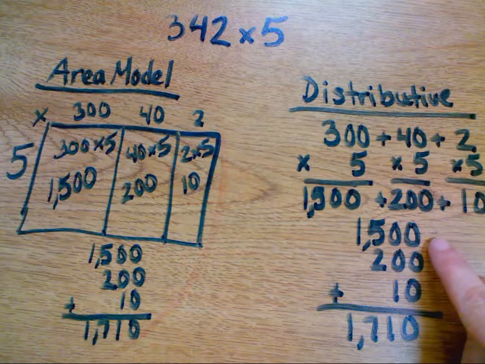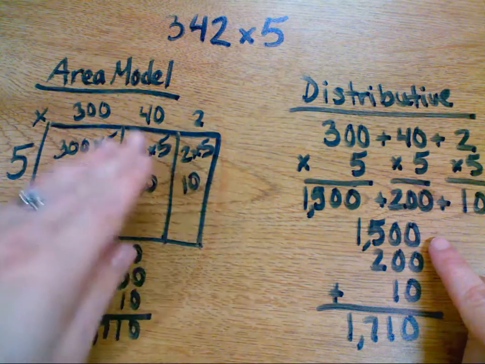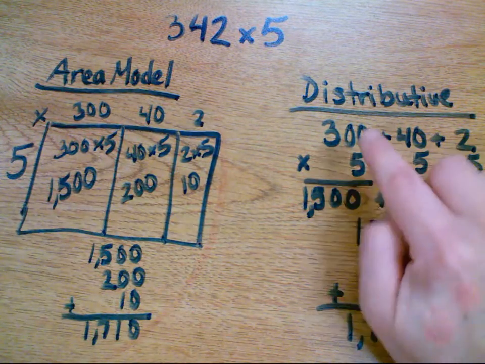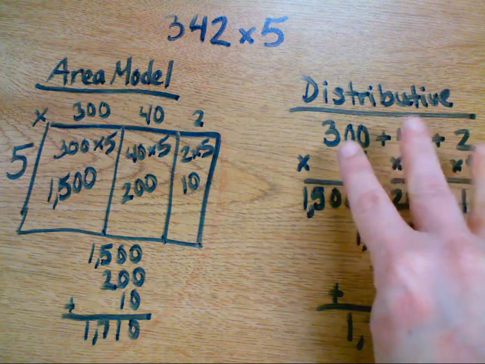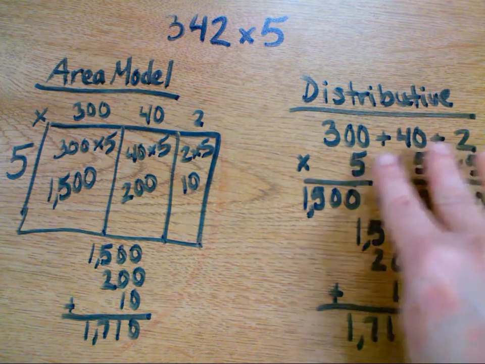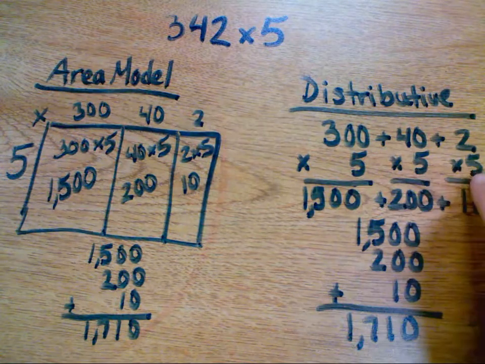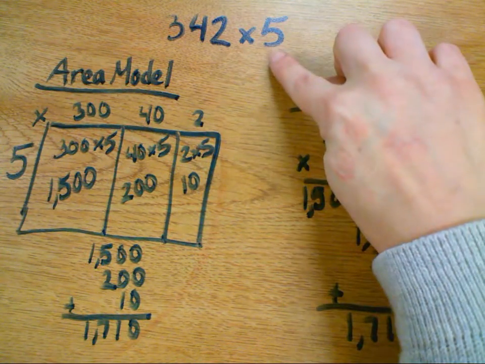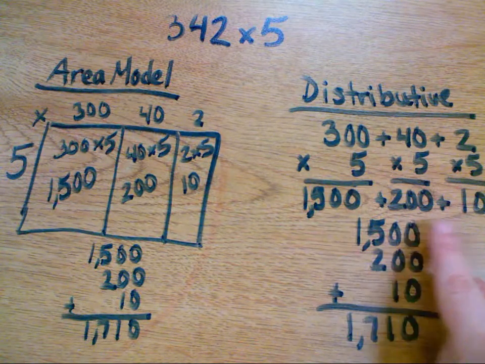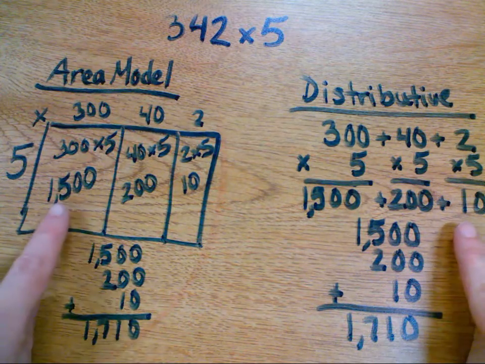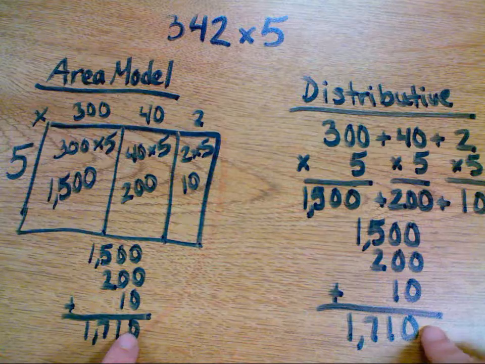There's also the distributive property. It's the same thing, it's just without the box, without the rectangle that you're placing the items in. You're still decomposing the number, spreading it out, showing the value of each place. Then you multiply each piece by the 5 or whatever number you are multiplying by. I have the same numbers as in my area model, and I also added them all up to get 1,710.